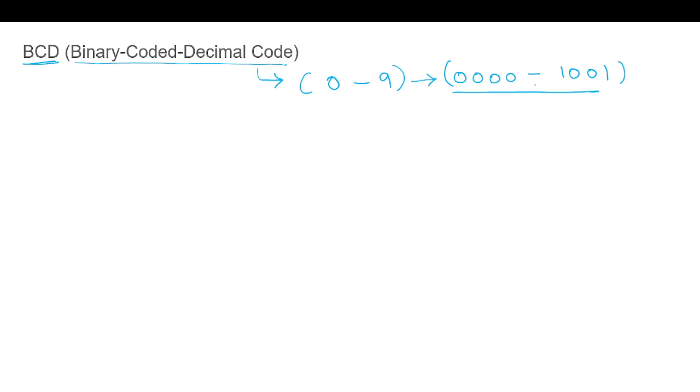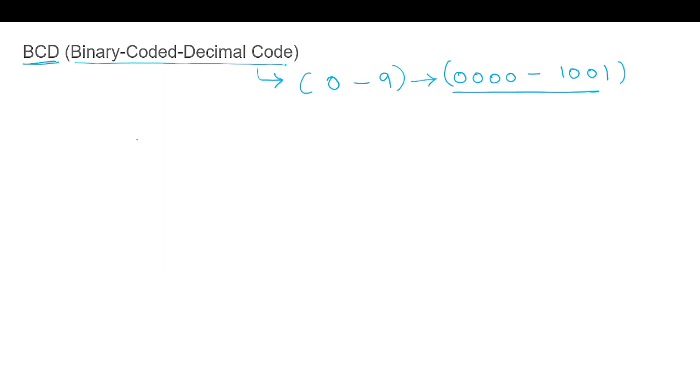Next, we have another type of numbers called BCD numbers, which is binary coded decimal number. We have digits from 0 to 9, and each is represented as a group of 4 bits, from 0000 to 1001. This is the BCD numbers.